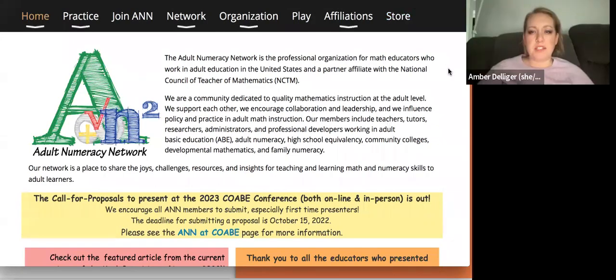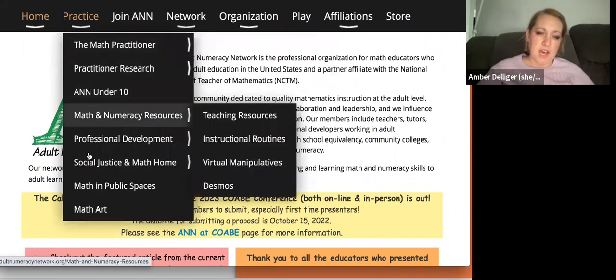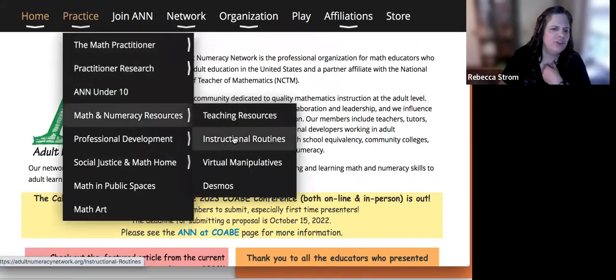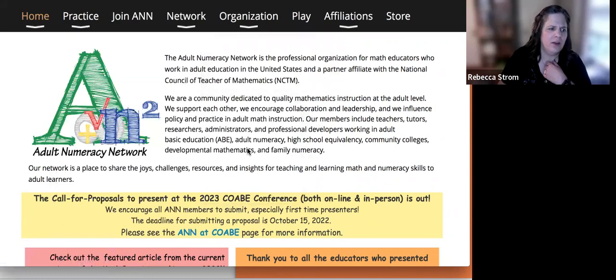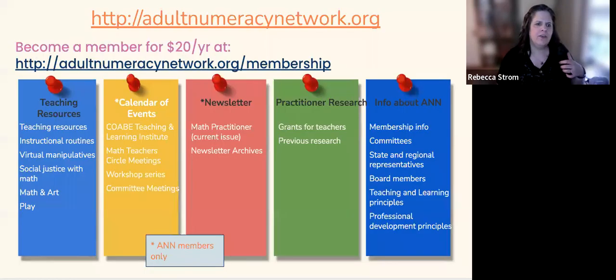And underneath that practice tab, you'll also see that's where the resources are, under math and numeracy resources. That's right. Oops, sorry, I clicked on it. And instructional routines, that's the phrase I was trying to say. Virtual manipulatives are in here. Desmos is in here. Some more resources are awesome. I'm just looking at the clock, so I'm trying to stay on task.